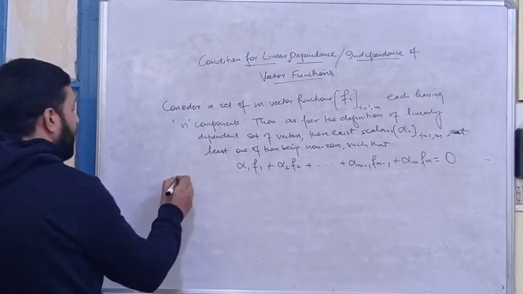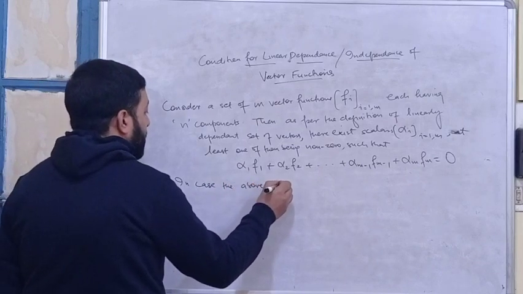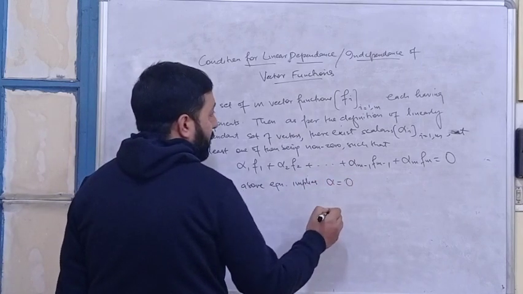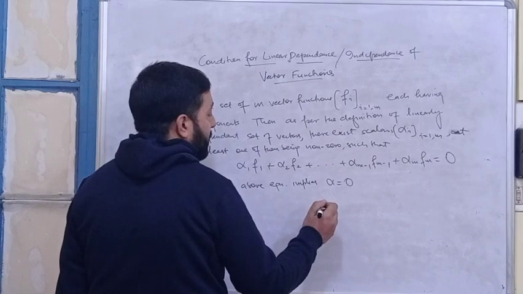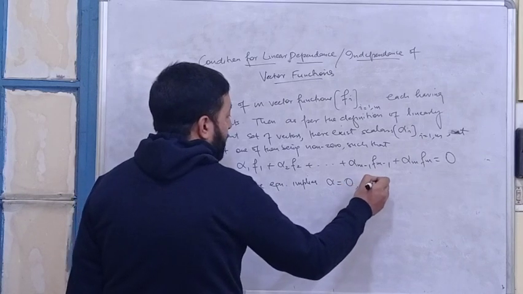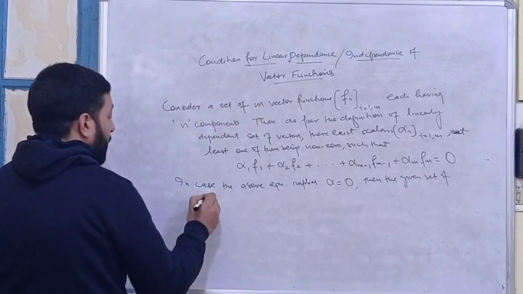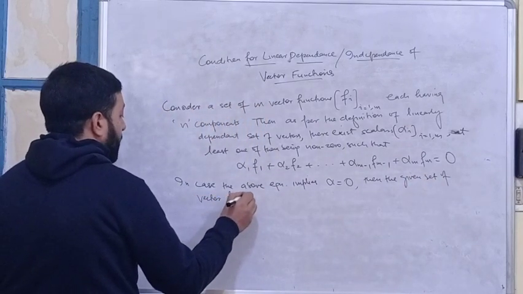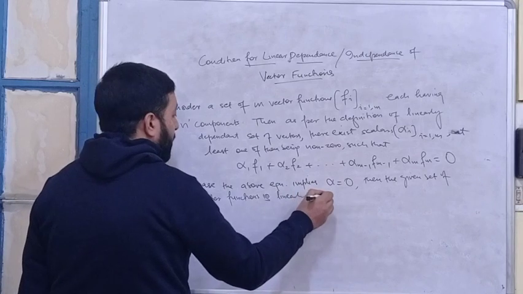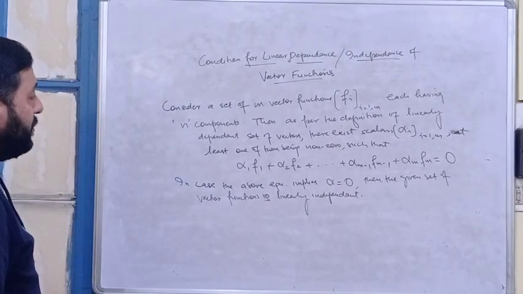In case the above equation implies vector alpha equal to 0, that means when alpha equals 0, then the given set of vector functions is linearly independent. Okay?